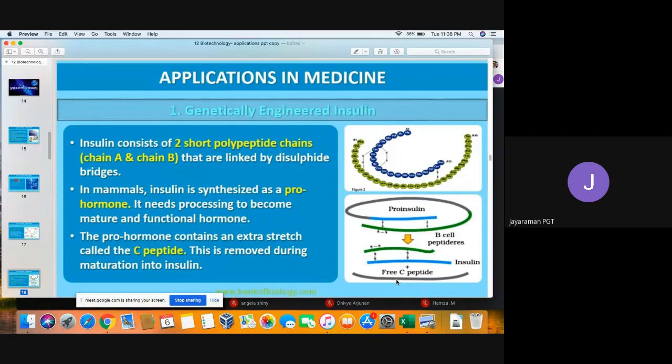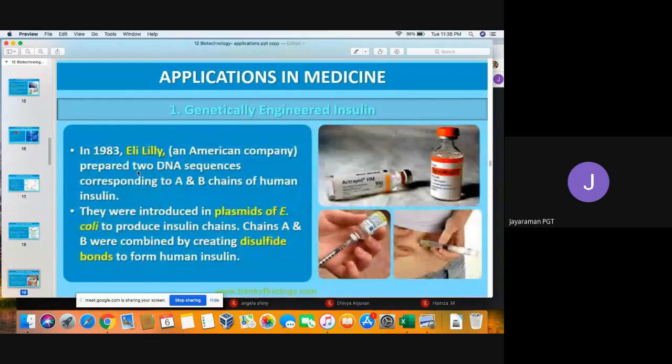But to overcome this, the pharmaceutical company Eli Lilly in America, in 1983, prepared two separate genes, the A gene and the B gene separately inserted in the plasmid. The A chain is produced and the B chain is produced from the genes A and B. If you keep the whole insulin gene, it is made up of 51 amino acids: 21 in the A chain, 30 in the B chain, plus the 33 of the C peptide also added. So that will be produced.